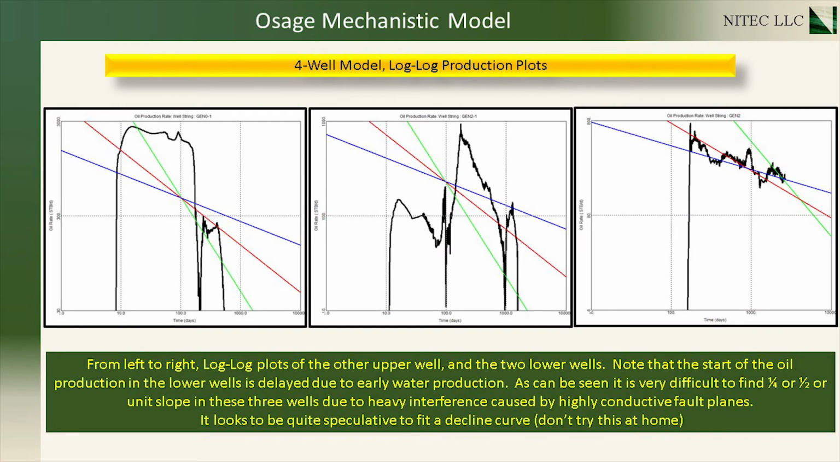Here, we further see log-log plots of the oil rates for the other shallow well and the 2 deeper wells. Note that the start of the oil production in the lower wells is delayed due to early water production. Again, it is very difficult to identify a meaningful quarter, half slope, or unit slope curve fit due to heavy interference and fluid segregation between wells. Applying a decline curve fit to these wells would not be advisable.